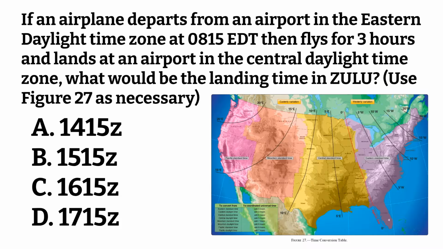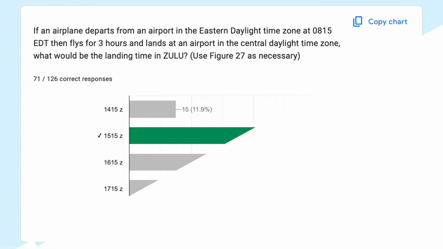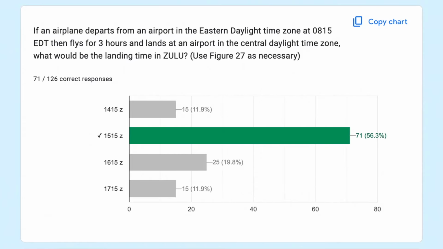Okay, now that you've had a chance to solve this, let's take a look at the most common answers. You guys did pretty good on this one, but almost half of you missed it, so let's take a quick look at why the correct answer is 1515 Zulu. It looks like there really isn't a commonly picked wrong answer on this one, so I'm thinking that a few of you guys just don't know how to solve it. So let's look at how to do that really quick.